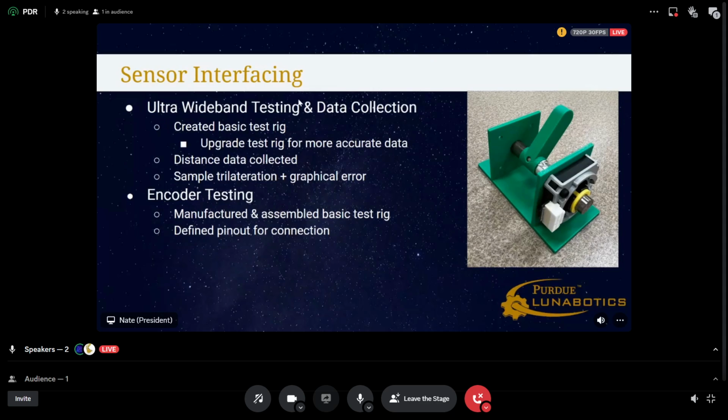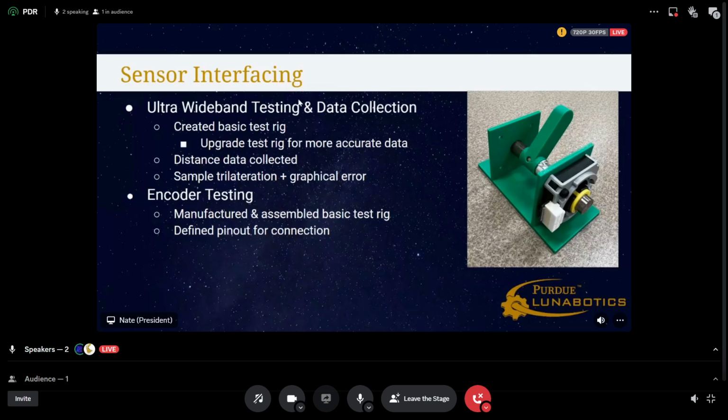Alright, cool. So firmware has been working more with sensor interfacing, more specifically the UWB testing. We had a very basic test rig, and we are thinking of making a more advanced test rig that will simulate the berm area instead, so basically the actual size.